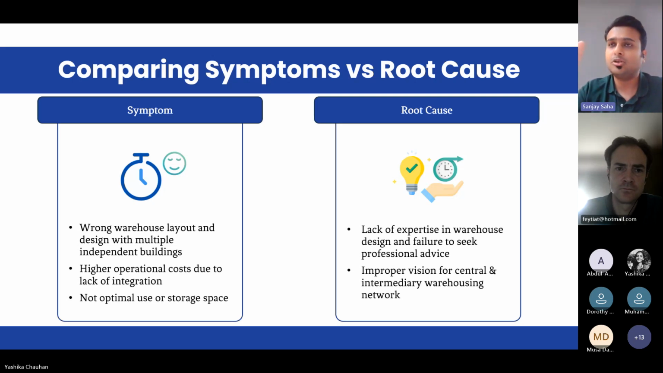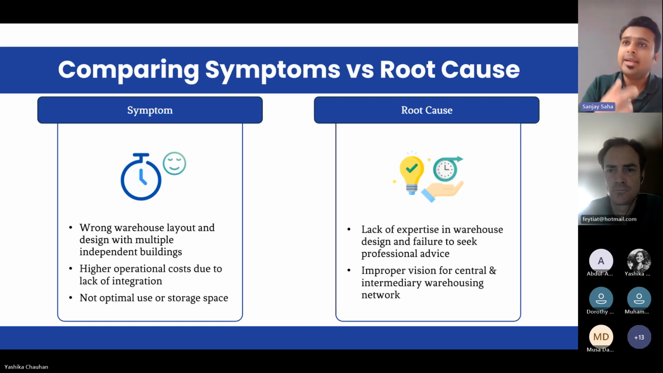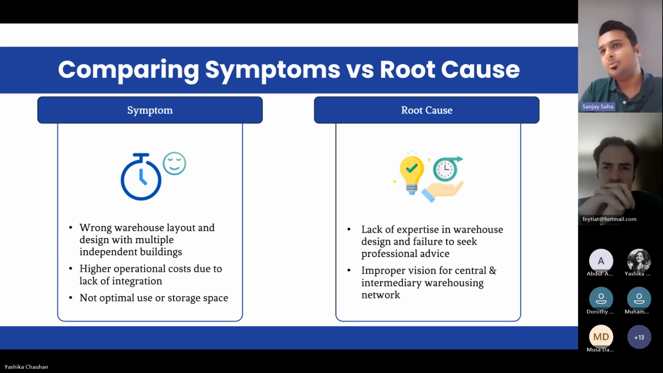So high operational costs is a symptom, and can also be a consequence of that poor warehousing or a poor storage arrangement. So it's the way you write it. Better is to write in the format of a symptom than a consequence, because a symptom will help you guide your root causing. A consequence will not always guide you in identifying the cause.